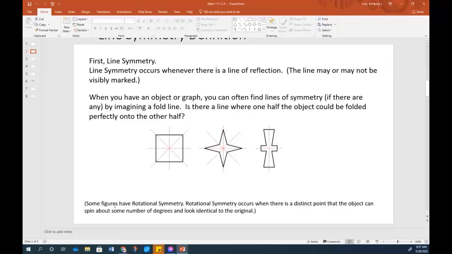Now I just have a little note at the bottom. Some figures have rotational symmetry. All of these do, in fact. That occurs when there's a point that you can rotate the object about, and it would still look identical. And then we talk about how many degrees to rotate it. So you can see that this point of symmetry is in the center of each one of these. That's not always the case, but that is very common, and that's what we look at, particularly if on a graph that center point ends up being at the origin. So first of all, that's just what a line of symmetry is.